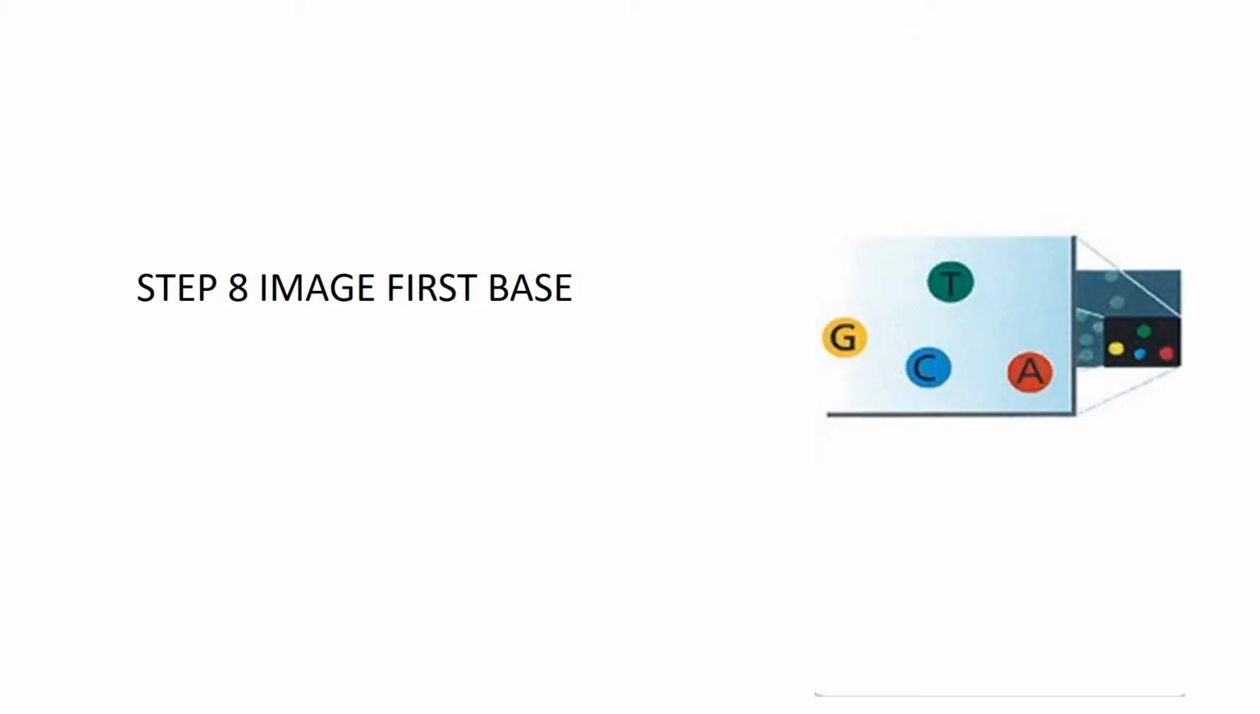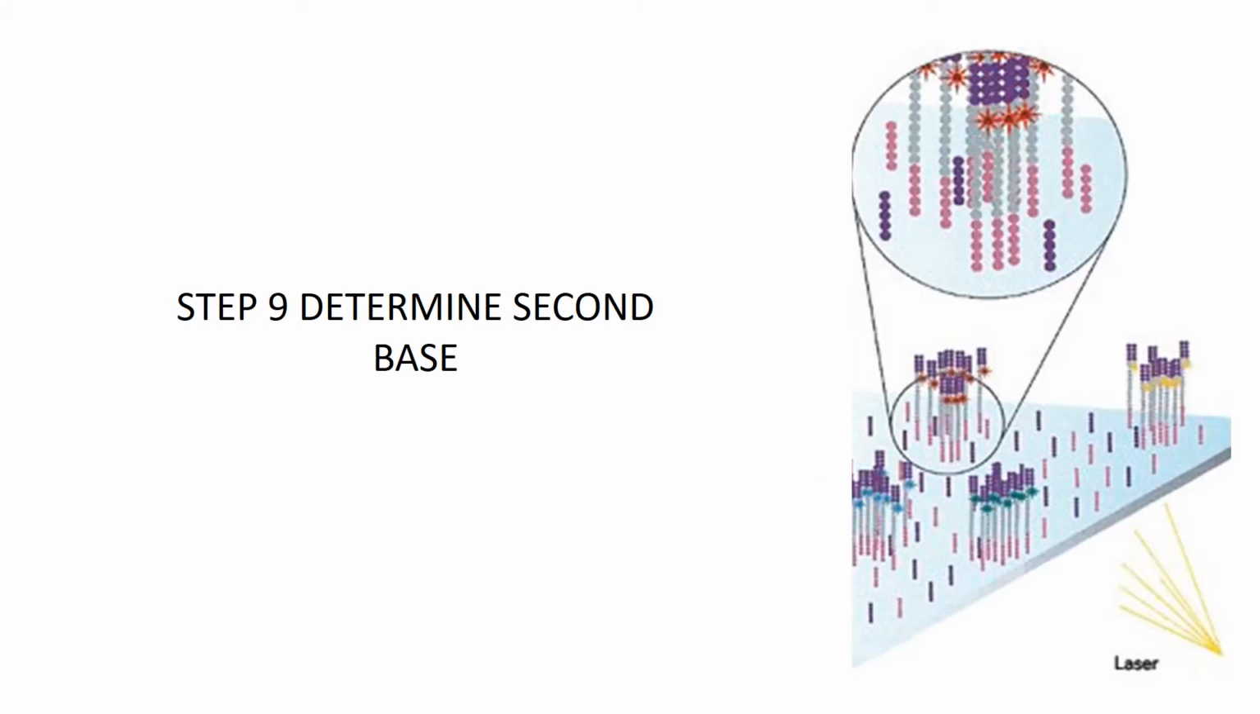cell. Step 8. Image first base. After laser excitation, the image of emitted fluorescence from each cluster on the flow cell is captured. The identity of the first base for each cluster is recorded. Step 9. Determine the second base. This is now the second chemistry cycle. To initiate the next sequencing cycle, all 4 labeled reversible terminators and enzymes are added.